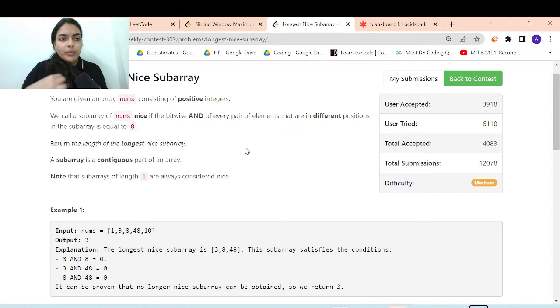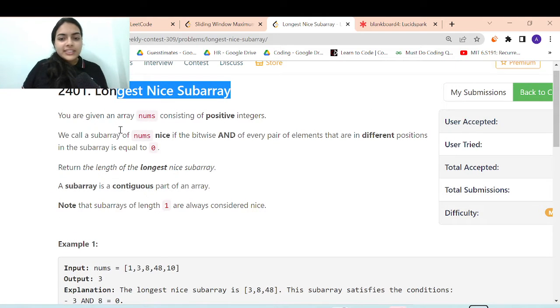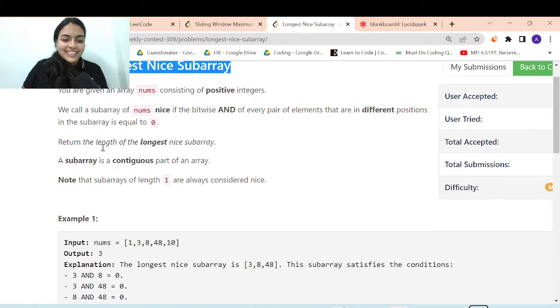Today we're going to do the problem called longest nice subarray. This is a very beautiful question. Personally, I like this question very much. Let's get started.